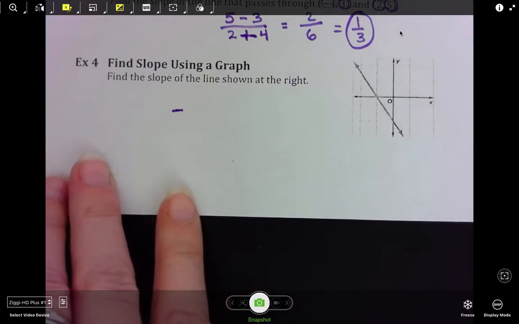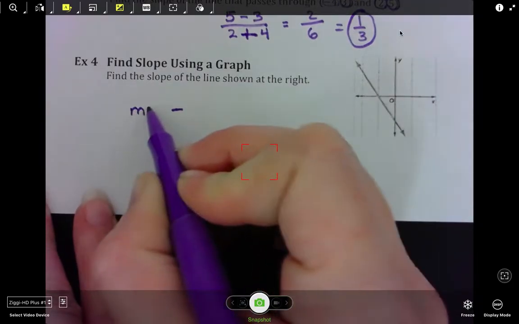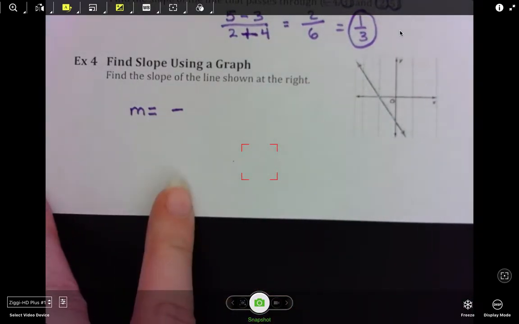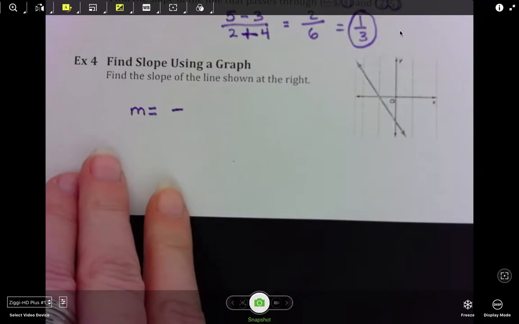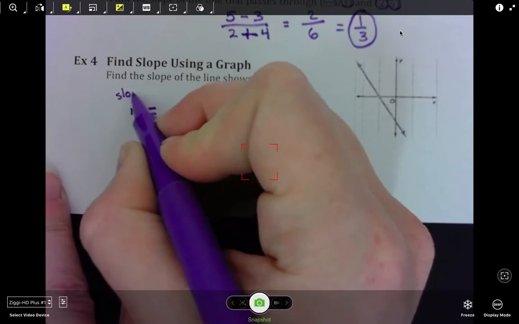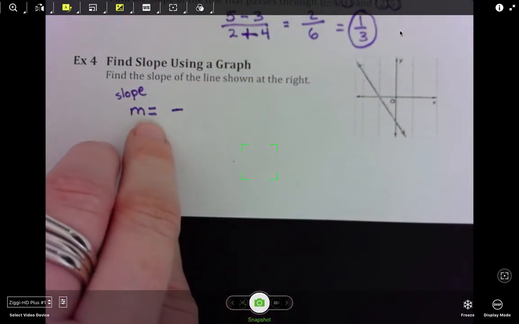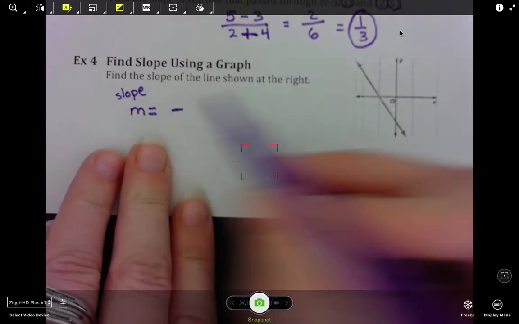Okay, I don't know if I mentioned up here, but slope a lot of times is represented with the letter M. So if you see that in your homework assignment, M stands for slope. Why, I don't know. I don't know why it's not S or something different, but slope is represented with the variable M. So we've got a negative.